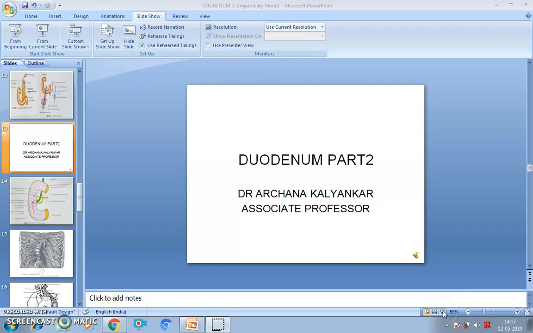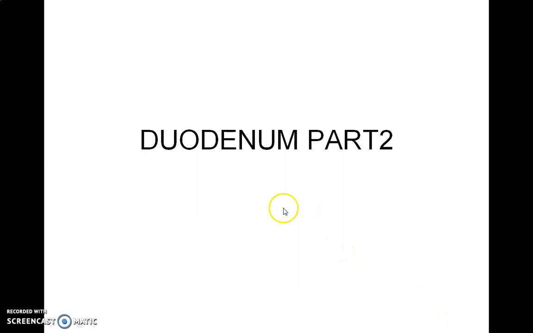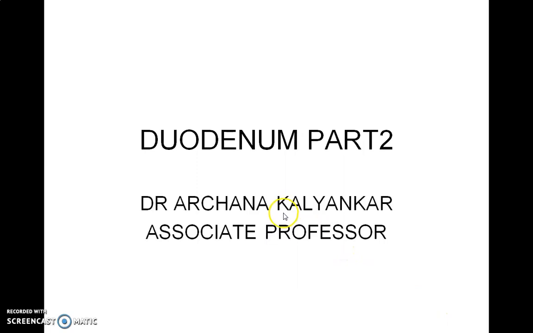Hello students, we are taking now this duodenum lecture part 2. In part 1 we have seen the introduction of the duodenum, parts of duodenum with its relations. We have seen the suspensory ligament of Treves also and the duodenal recess. In this lecture we are going to see the interior of duodenum, blood supply, nerve supply, lymphatic drainage and the applied aspect. We will start our second part of the duodenum lecture.